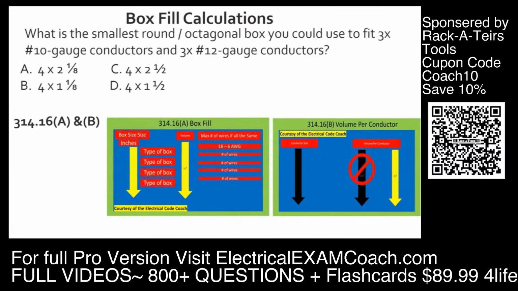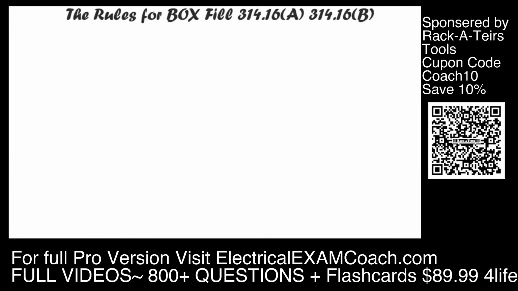What is the smallest round octagonal box you could use to fit 3 10-gauge conductors and 3 12-gauge conductors? For this one, we're going to be using both the tables again. Let's go ahead and bear all of our math out. And we find out that these conductors are taking up a total of 14.25. Now let's head over here to table A and go down the volume column until we find the right type of box, which is right up here at the top, the round octagonal boxes. Find the one that fits, and it's a 4 by 1.5 inches. Great job.